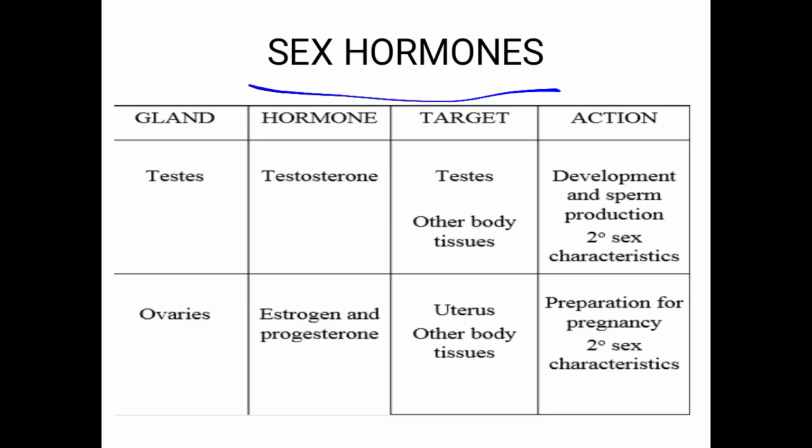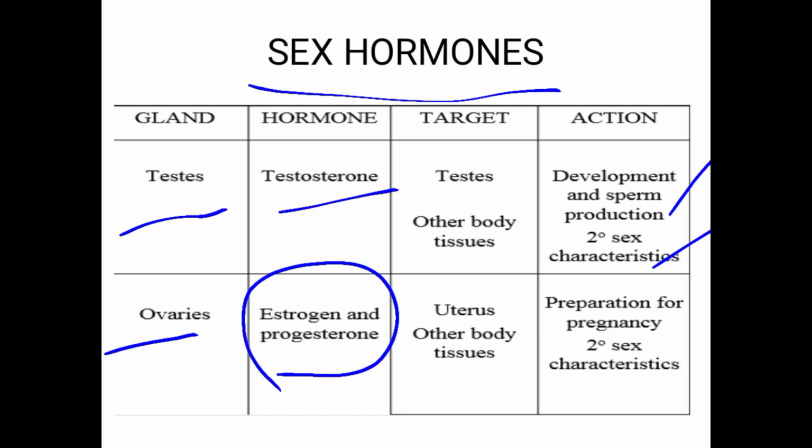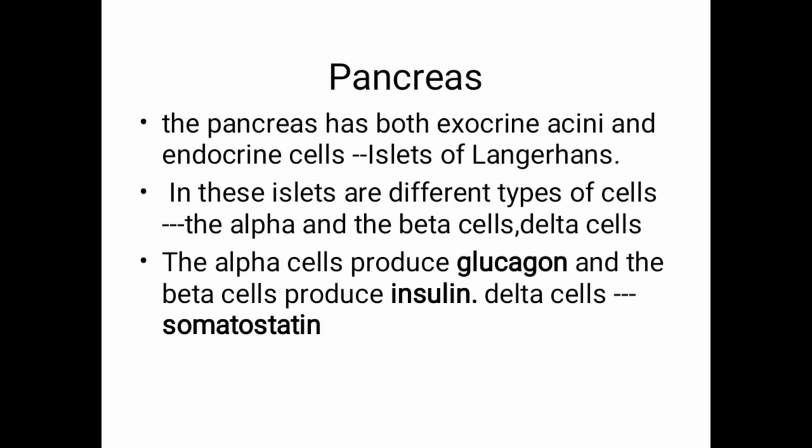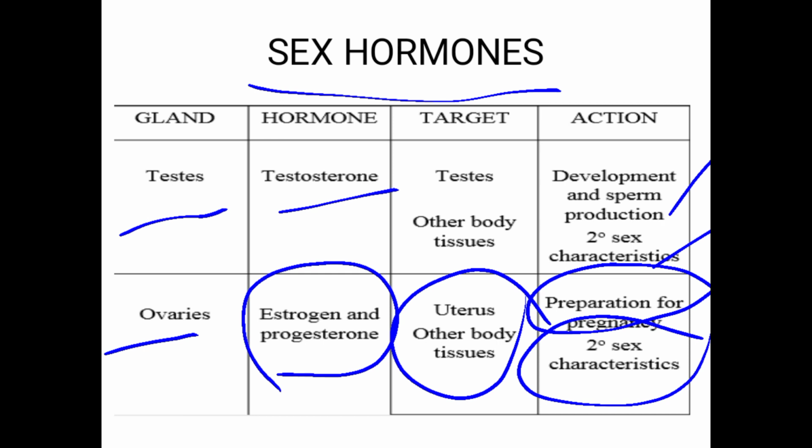Next, coming to the sex hormones like testosterone, the testes secrete testosterone. It is helpful for the development and production of sperm and secondary sexual characters in males. Then the ovaries mainly secrete estrogen and progesterone that will act on the uterus and other body tissues and help in the preparation for pregnancy and development of secondary sexual characters in females. So that completes the adrenal cortex.